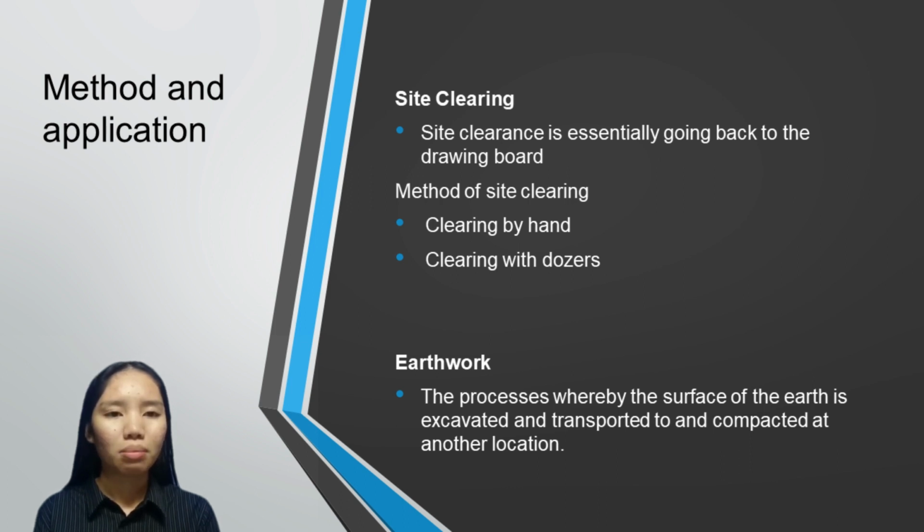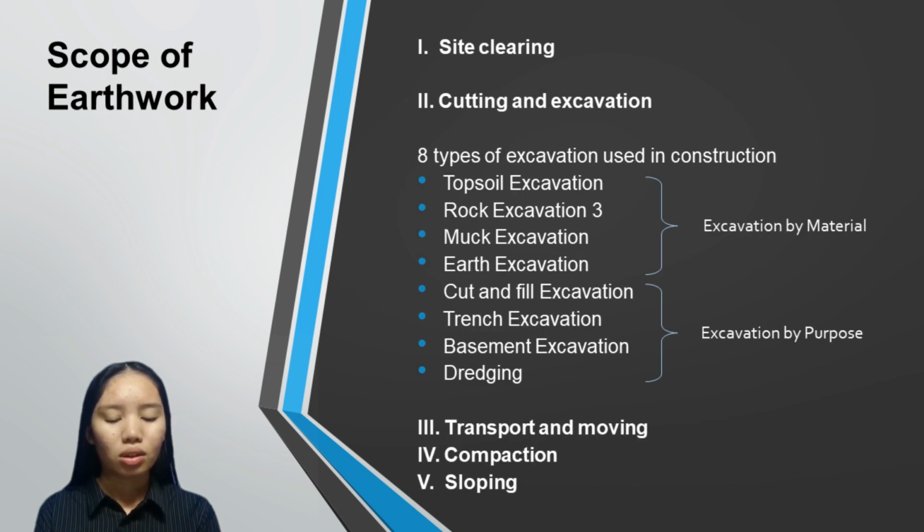So there are 8 types of excavation used in construction. The 8 types are topsoil excavation, rock excavation, mud excavation, and earth excavation, which is the excavation by material. And then cut and fill excavation, trench excavation, basement excavation, and dredging, which is the excavation by purpose. And then the third one, transport and moving, compaction, and lastly, slope.